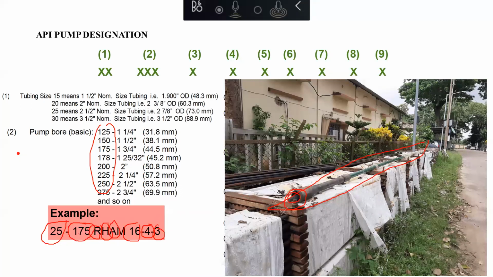And the last denotation, the 3, this would mean your extension. This is your extension part. You will have two extensions, one at the top and one at the bottom. This is your top extension part. This 3 would mean it's either a 2 feet extension at the top and 1 foot extension at the bottom, or 1 foot extension at the top and 2 feet extension at the bottom.